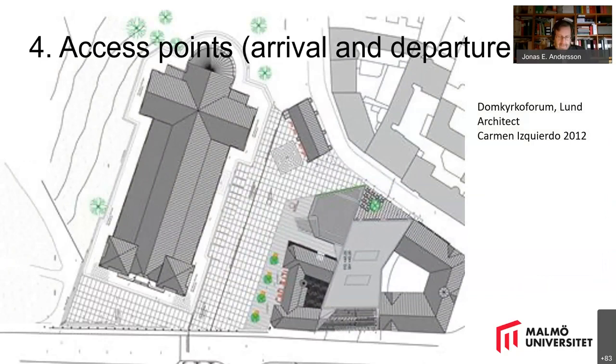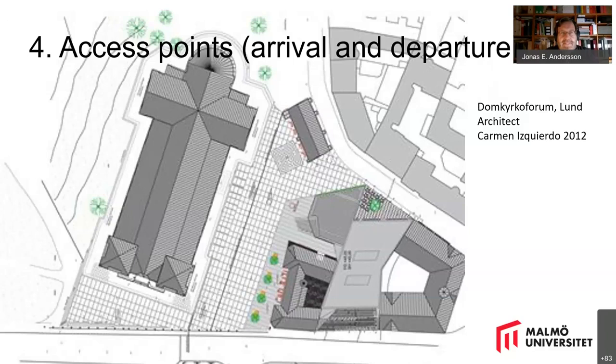And we have another example of a building, and this building is quite recent, because another bullet point in the list of accessible aspects is access points, how to access the building. And this building is situated close to the cathedral in the city of Lund. And the cathedral was founded by a Danish archbishop in the 12th century, in 1176.